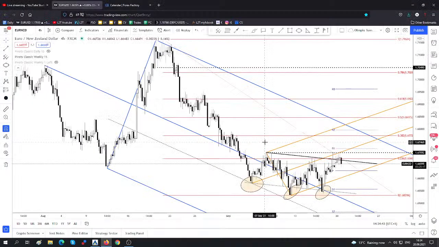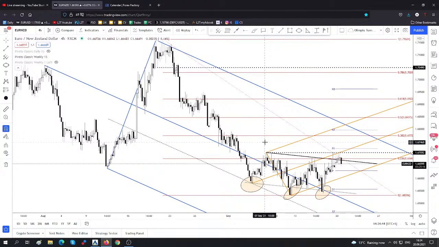So a buy stop here in euro versus the New Zealand dollar. Okay, and I will also open my trade in this real account. So my position size is 0.06 after using this position size calculator.